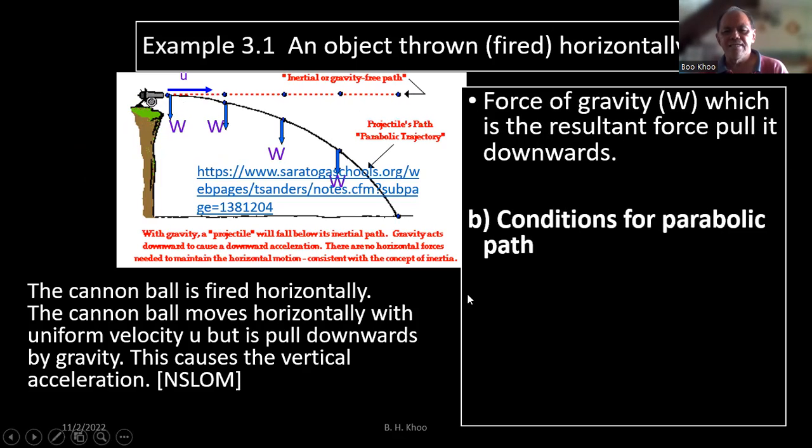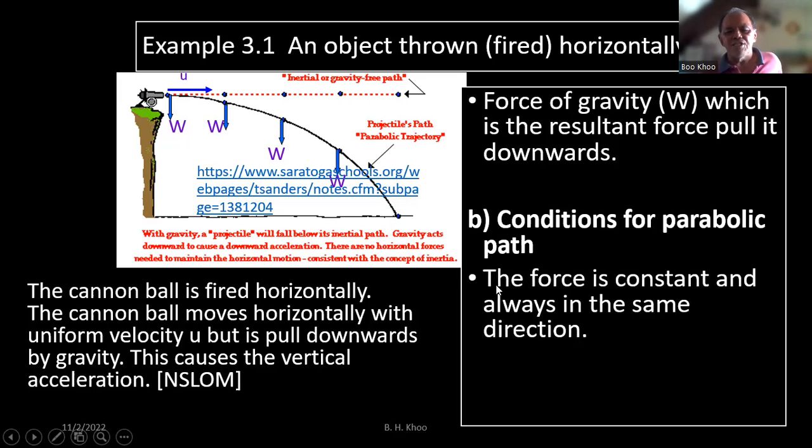So in this case, the force of gravity, which we call the weight, is the resultant force. Wherever it is, the force is acting on it, pulling it down. So the condition for this parabolic path would be the force is constant. The resultant force acting is constant and always in the same direction. It doesn't change.